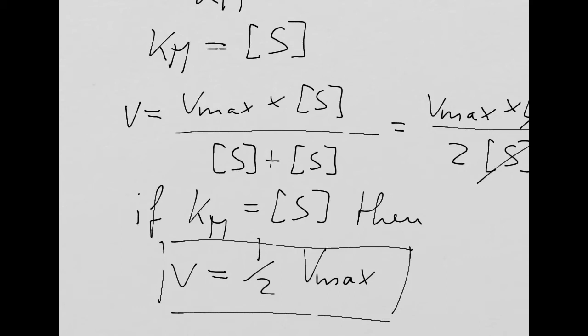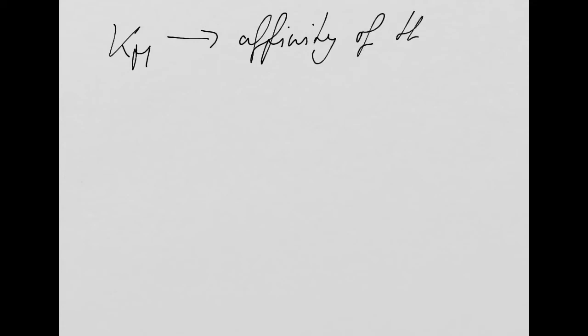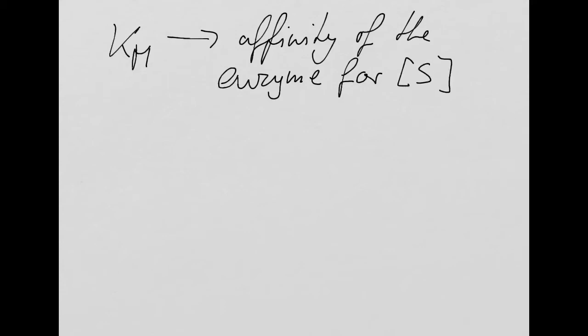What does this actually mean? It tells us the affinity of the enzyme for its substrate. So Km tells us the affinity of the enzyme for the substrate. Huh? How does it do that?